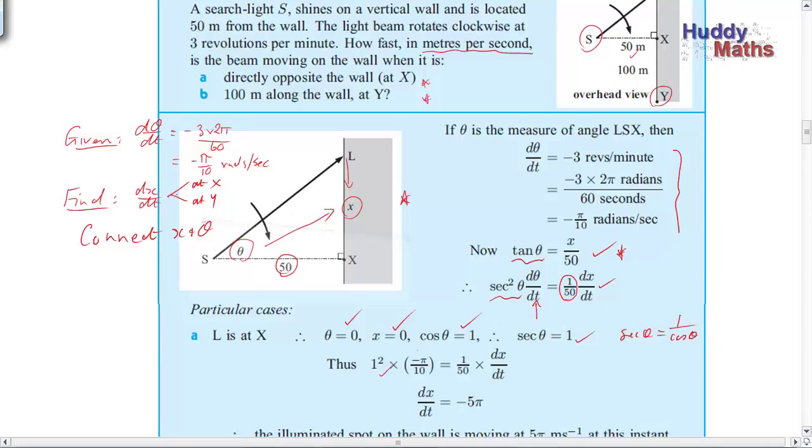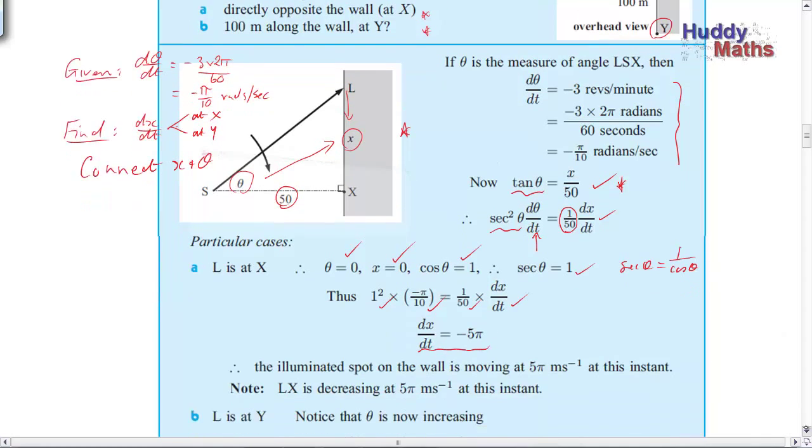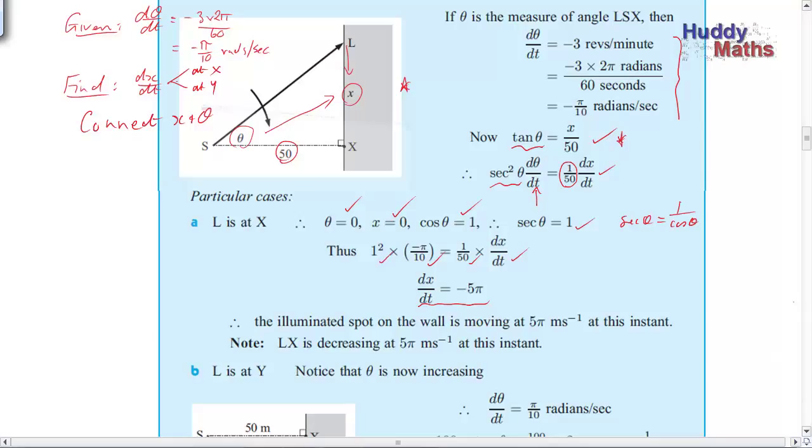So, subbing them in, we've got those, and we can rearrange that to get negative 5 units per second. And what are the units? Well, 50 was in meters up here, so any lengths now in this problem will be in meters. We changed it to per second, so that's that. Therefore, it's negative, so it's decreasing at 5 pi meters per second at this instance, because Lx is getting less, that rate of change is negative.